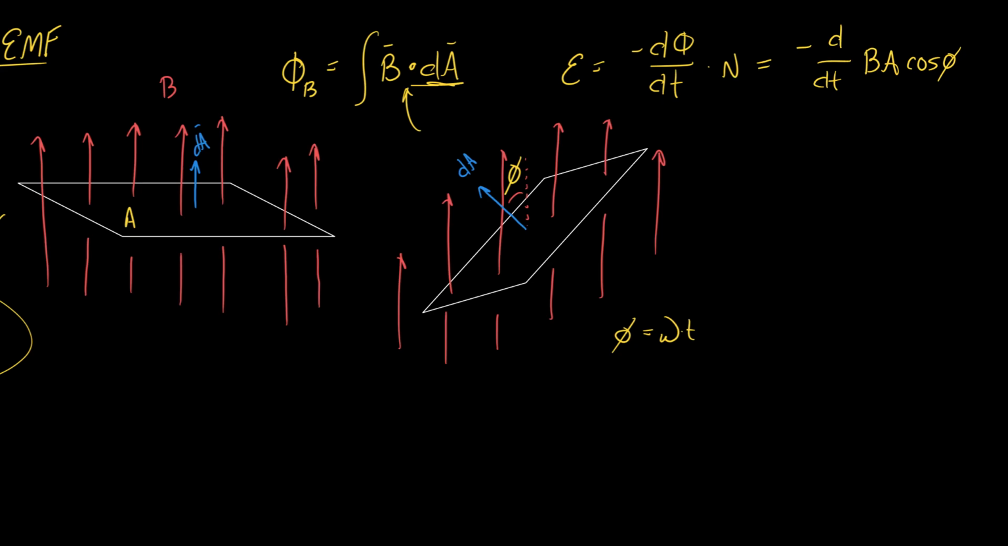I dropped N because there's only the one loop. But of course, if they say there's 20 loops of wire, and I don't know if you guys have picked this up, but they don't have to say loops of wire. What's the other word they could use?